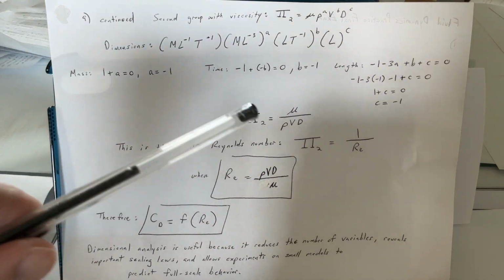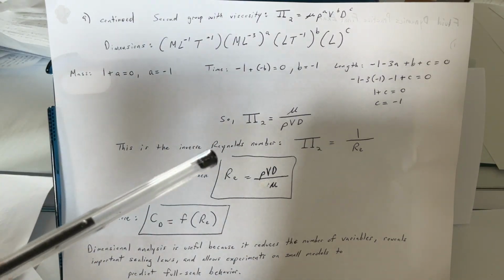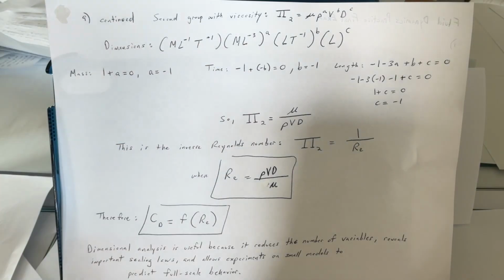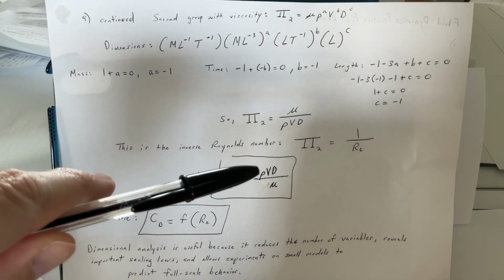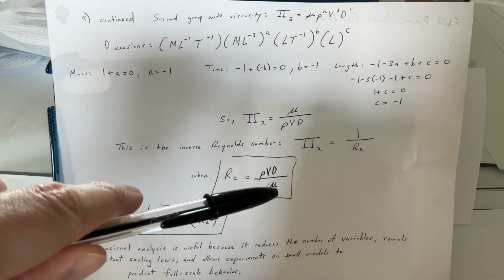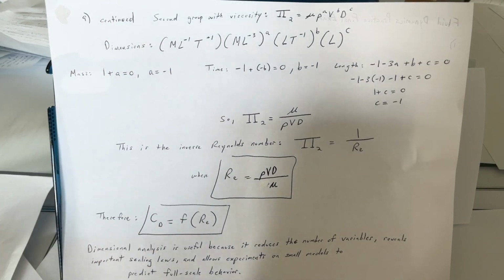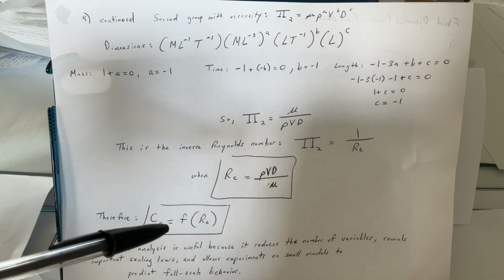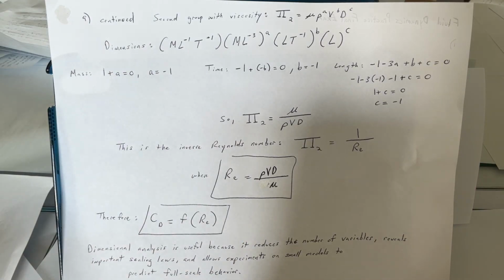And this right here is the inverse Reynolds number. So this is 1 over the Reynolds number, where the Reynolds number is rho times v times d over the viscosity, mu. And therefore in this situation we could say C sub d equals f of the Reynolds number.